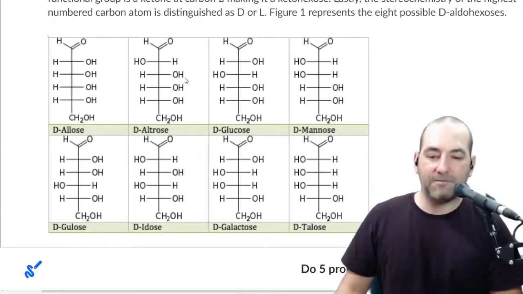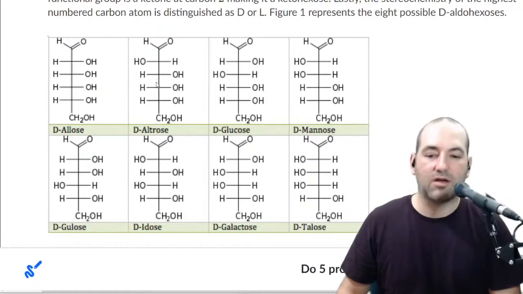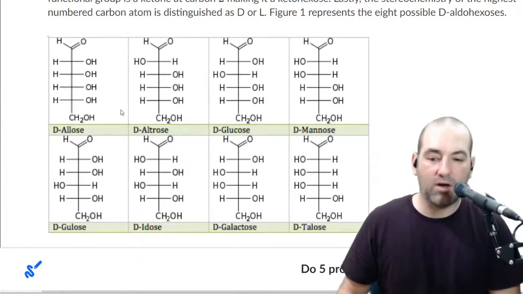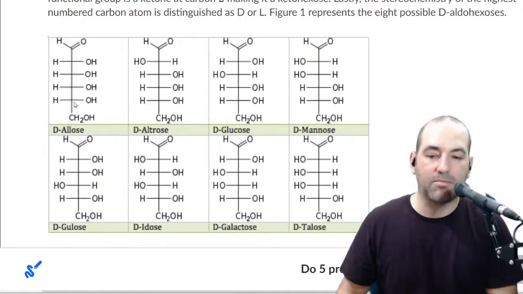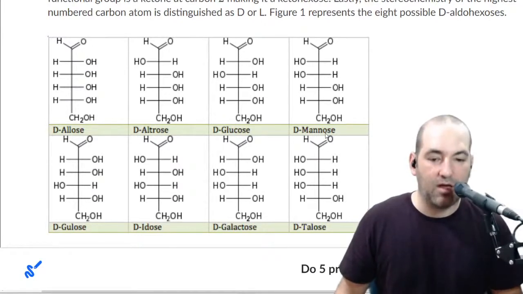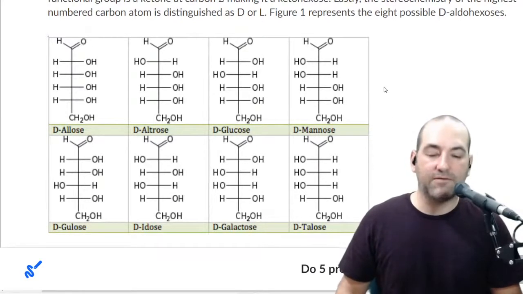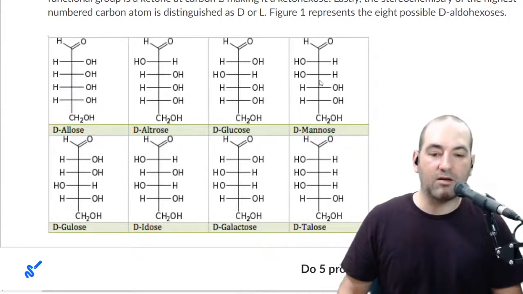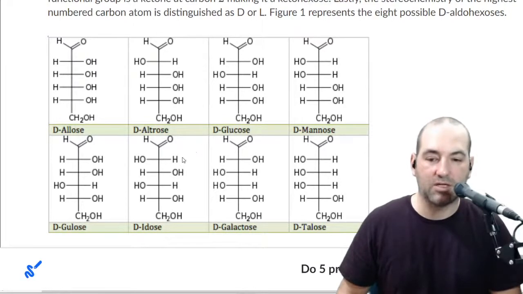The only thing that differs about these is the stereochemistry of the other OH groups. Notice these are all D sugars, so the bottom OH always stays on the right. But depending on where the other ones are, they become these different sugars. The only thing that differs among them is the stereochemistry. These are all diastereomers of each other. They're not mirror images, they just differ in the other stereochemistry. So they have some different three-dimensional orientation here.